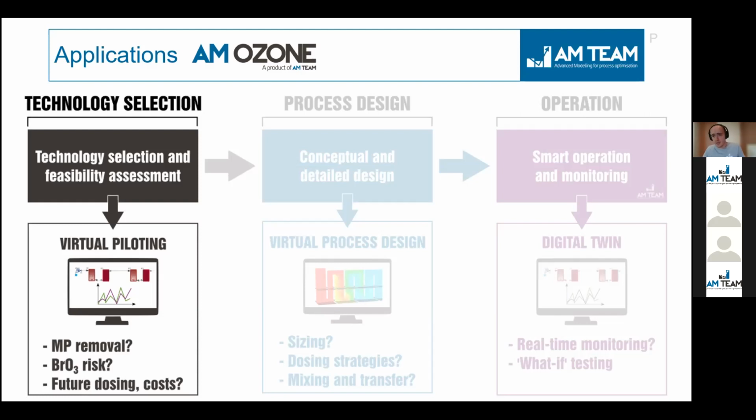For example, in technology selection, usually people perform pilots for this, and pilots are very time consuming. Measuring micropollutant removal and following this up is also very expensive. By applying Amazon as a virtual pilot with your dynamic data, we can help you in defining the optimal dose for your micropollutant removal, define the risk of bromate formation, and give you insight in the operational costs of such an installation. So this can save you a lot of time in the future design and can save you a lot of money.